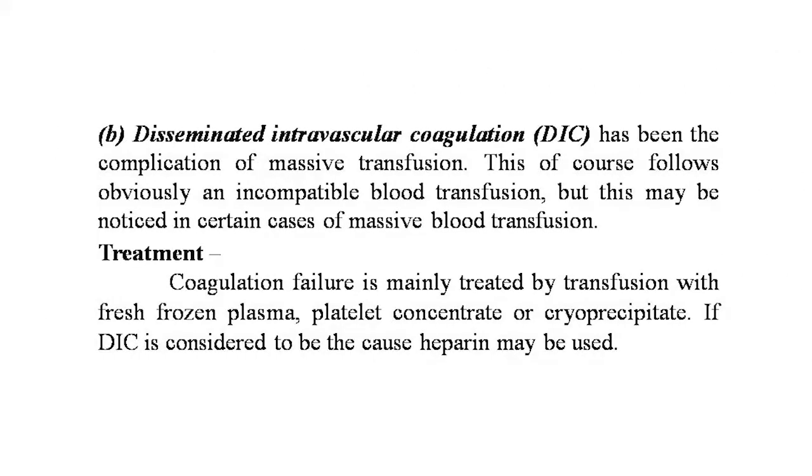The second cause for failure of coagulation is disseminated intravascular coagulation, that is DIC, which has been a complication of massive transfusion. This of course follows obvious incompatible blood transfusion, but it may be noticed in certain cases of massive blood transfusion. DIC is mainly treated by transfusion of fresh frozen plasma, platelet concentrate and cryoprecipitate. If DIC is considered to be the cause, heparin may be used.